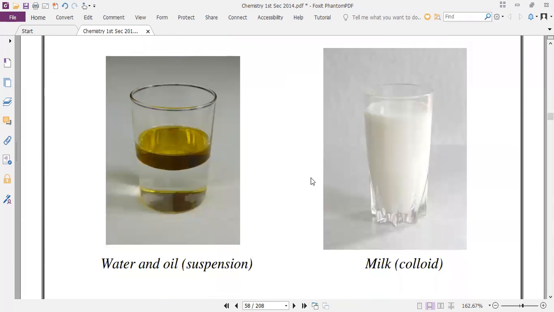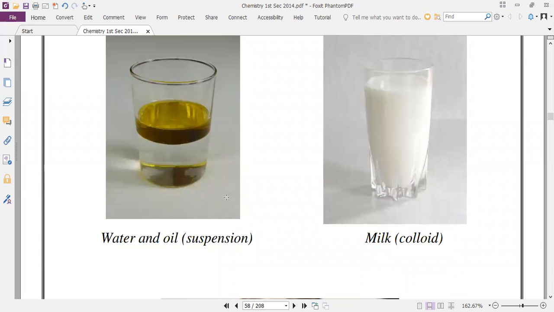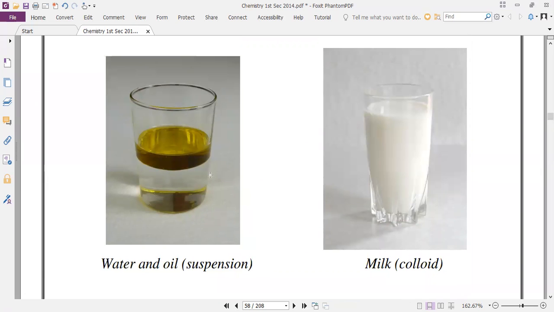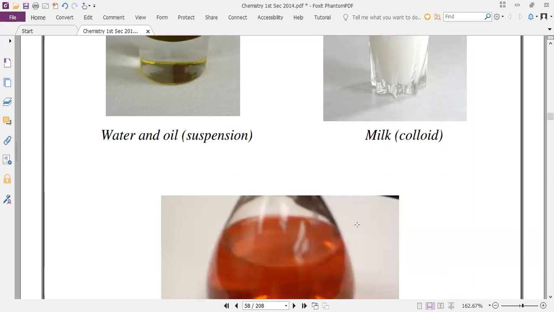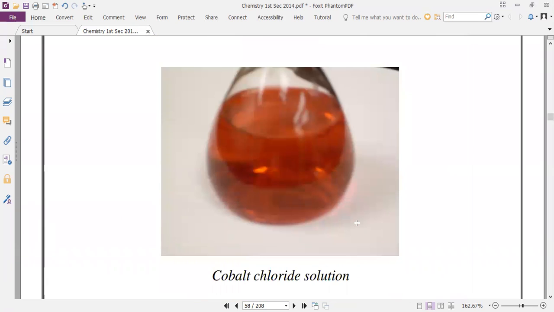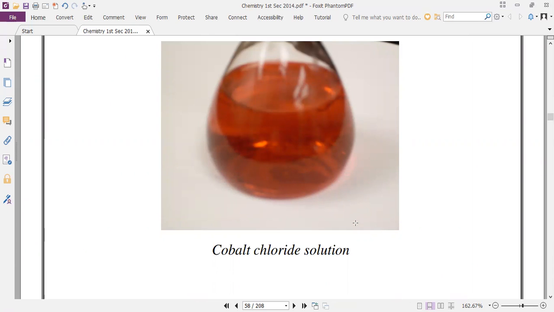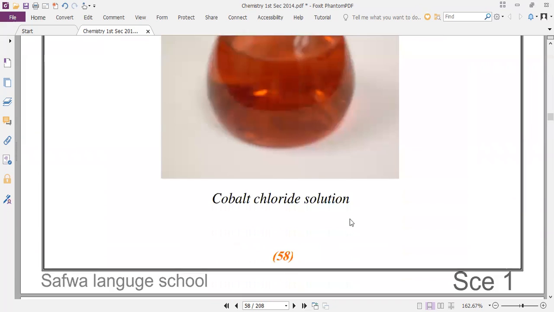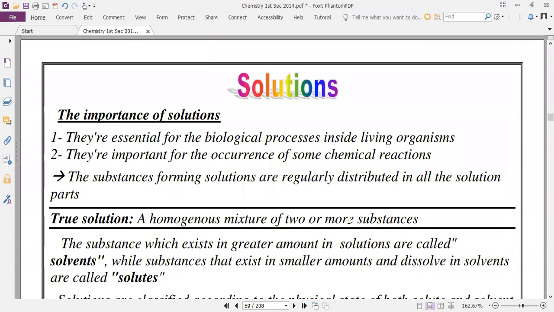Okay? This is water and oil, called a suspension, because oil doesn't dissolve in water, but floats on its surface. This is milk, called a colloid, which has properties of both solution and suspension. And this is cobalt chloride solution, so we are going to differentiate between them.